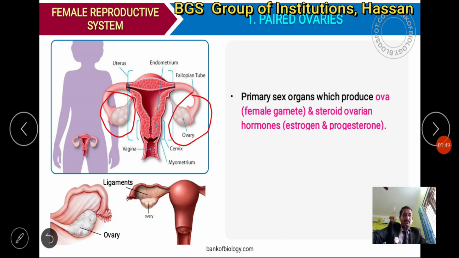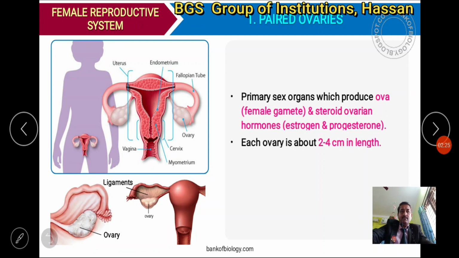Ovary not only produces ova or egg, it also produces steroid ovarian hormones, that is progesterone and estrogens. These two hormones are produced by the ovaries. We consider progesterone and estrogen the female sex hormones. You have to remember that point. We will discuss them later.